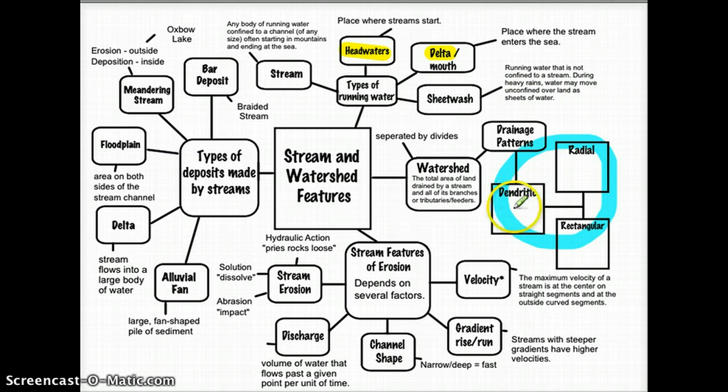Remember that dendritic is the one that looks like a tree branch. Radial looks as if it's coming from a conical feature, basically a volcano or a mountain. It looks like a circle is coming its way down. And rectangular has a lot of 90-degree angles.